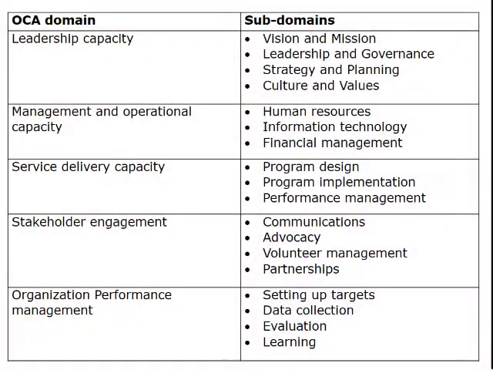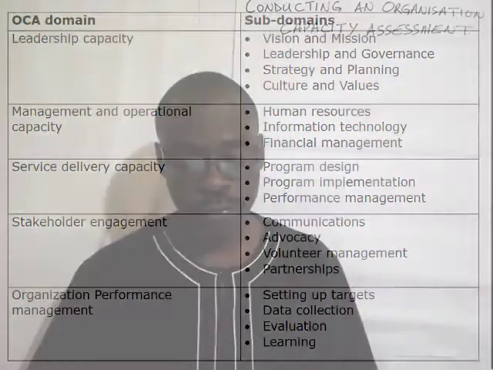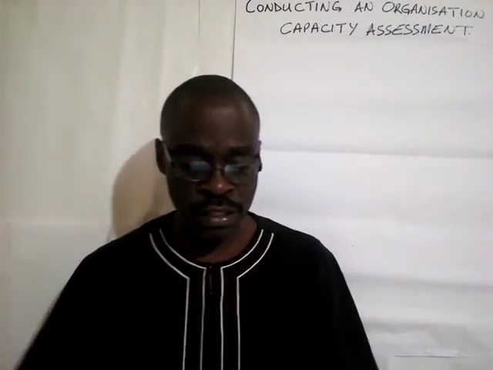From the slide there, we can see how the whole process works. We have OCR domains there, just examples of possible OCR domains that could be used. Leadership capacity, management and operational capacity, service delivery capacity, and so on. Those are the main components of the OD process that we're examining. But then you can have also subdomains. So under leadership capacity, you have vision and mission, you have leadership and governance, strategy and planning, culture and values. You can have even more. So then we have a main domain with subdomains.